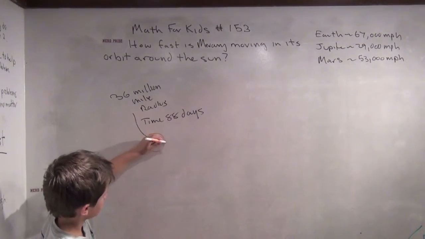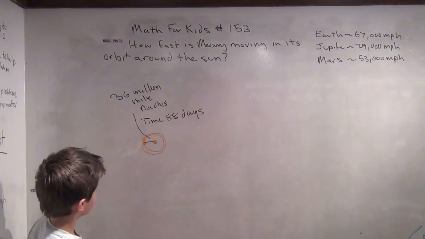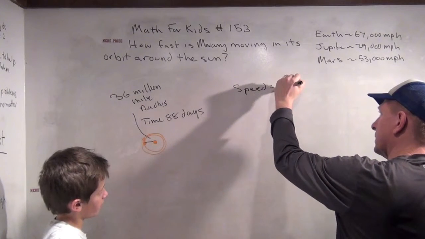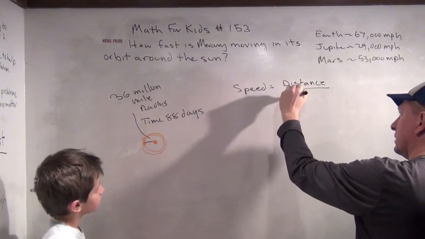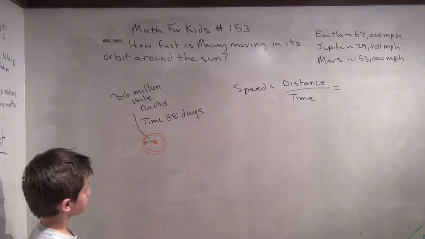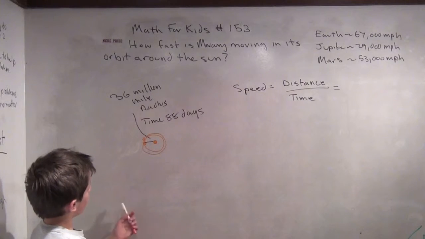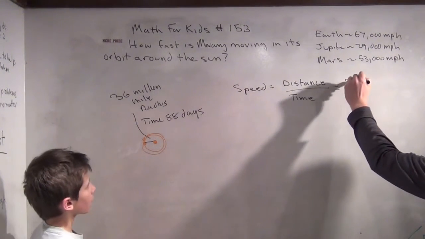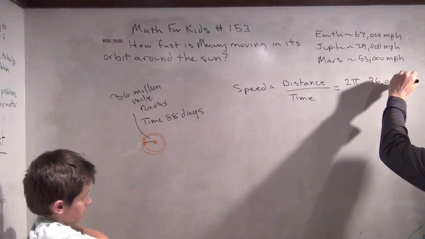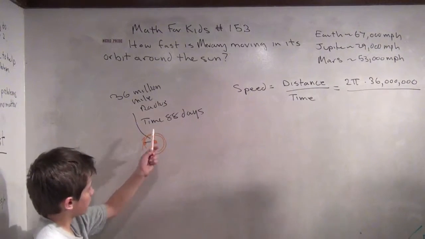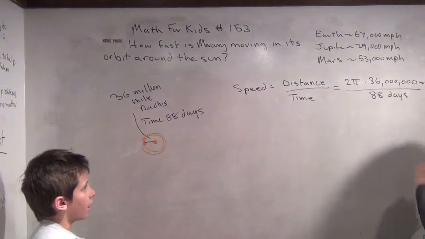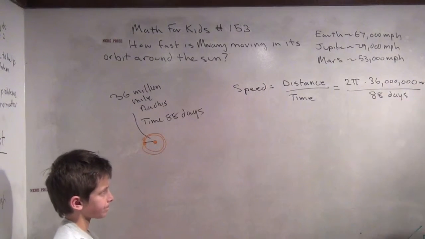So, how do we figure out what the speed is? What's our formula for speed? Speed is distance over time. Well, the distance is the circumference. And what is the circumference? Circumference is 2 pi times the radius. So 2 pi times what? Times 36 million. Divided by? 88 days. Okay, so we have 2 pi times 36 million miles divided by 88 days.